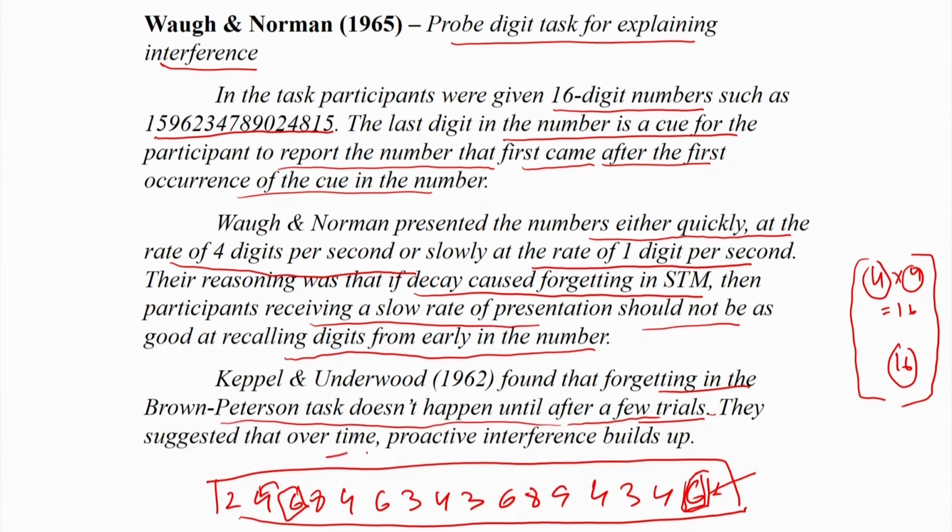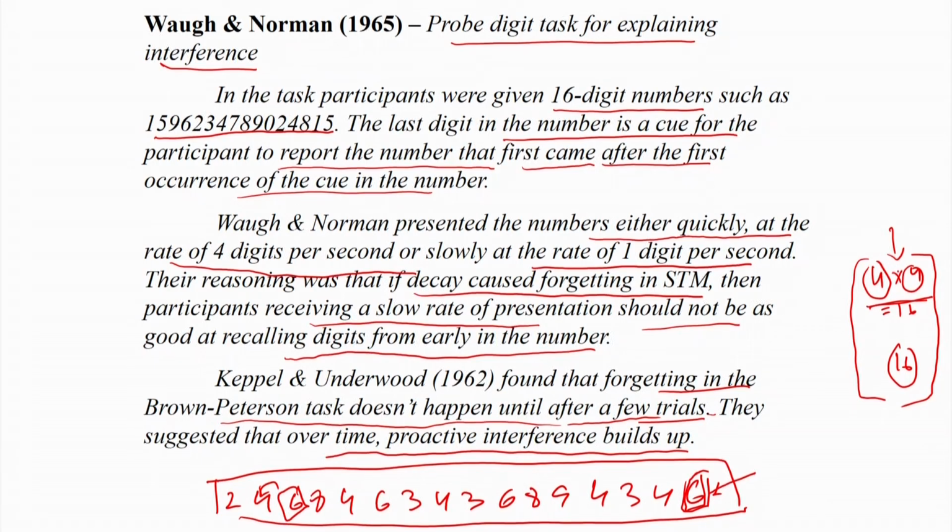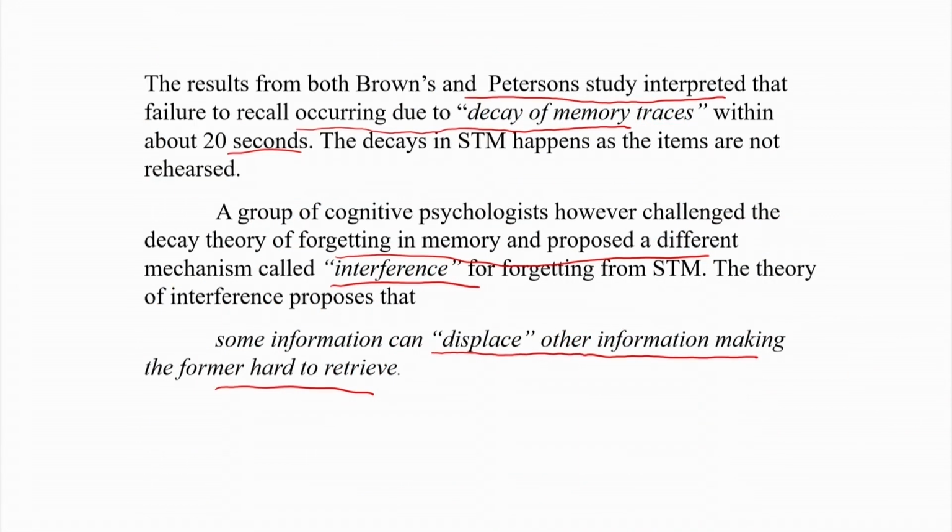They suggested that over time proactive interference builds up. So, in the 4 into 4 kind of set, due to proactive interference, if the first presentation of the cue happened in the later half, forgetting was more, but if the presentation was in the earlier half, forgetting was less. And so, this kind of result from Vaughan and Norman basically suggests that interference is the reason for forgetting.